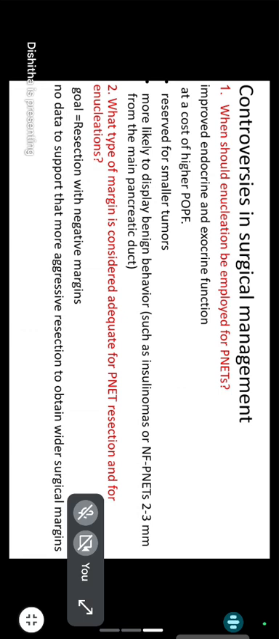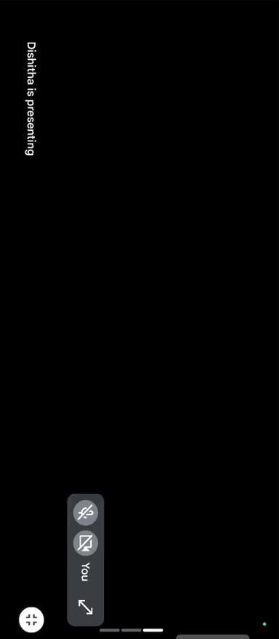So, what type of margin is considered adequate for PNET resection and for enucleation? The goal is to achieve a negative margin. There is no data to support more aggressive resection or wider surgical margins as well.